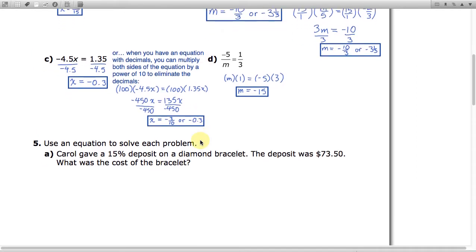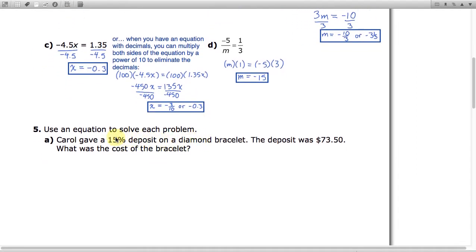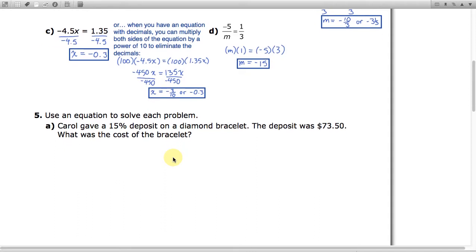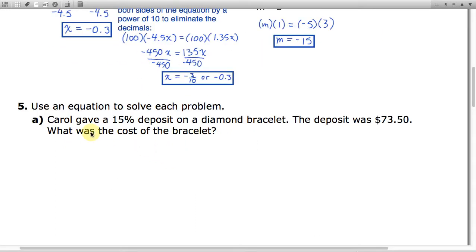So now we're on to some problem solving. And it says to use an equation to solve each problem. Let's have a close look at what we can do for part A. Alright, so it says that Carol gave a 15% deposit on a diamond bracelet. The deposit was $73.50, and the question is, what is the cost of the bracelet?